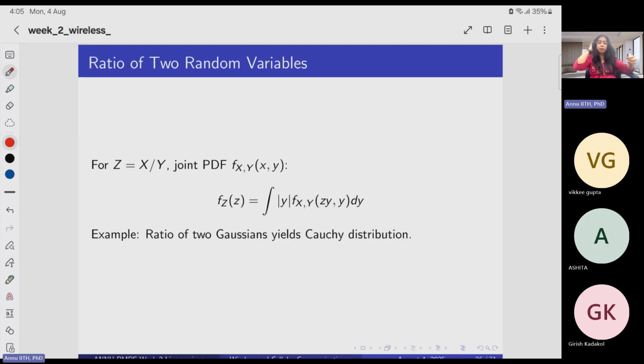If you have the ratio of random variables, the joint PDF will be calculated as the integration of mod of y times f of x, y. The ratio of two Gaussians gives a Cauchy distribution. I'll give an example of the Jacobian matrix.